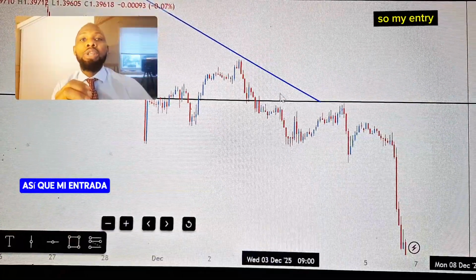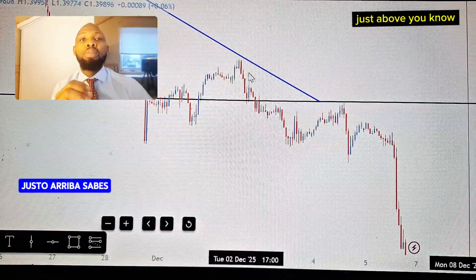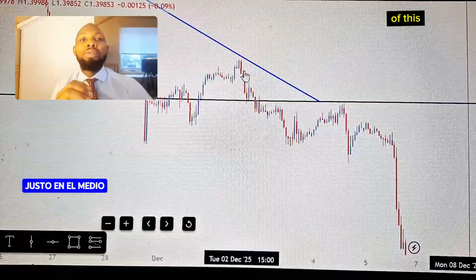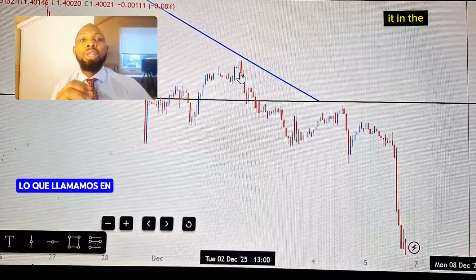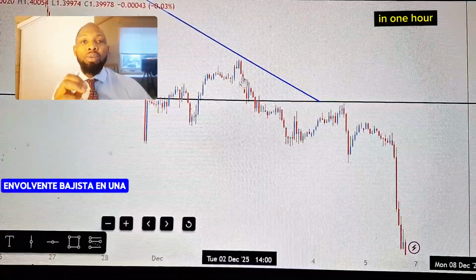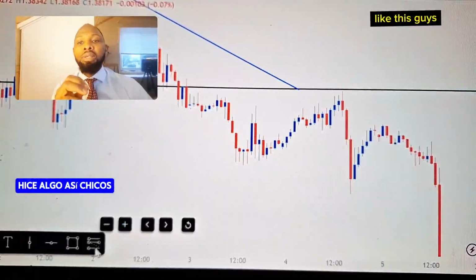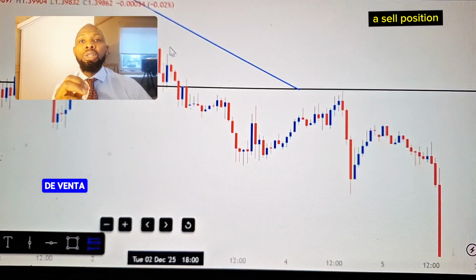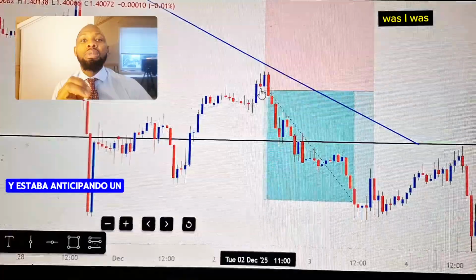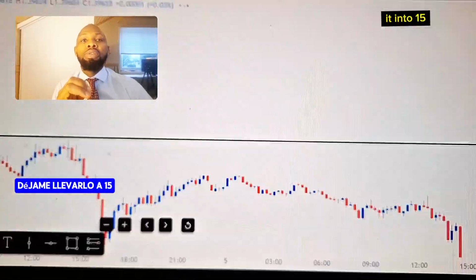So my entry was just above, just in the middle of this bearish engulfing candle in 1 hour. So what I did was, I did something like this, guys. Let me take a sell position. So I did this, and I was anticipating a very, let me take it into 15 minutes.